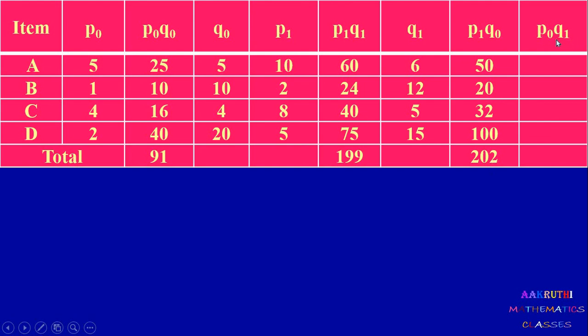So then we have to calculate P0 Q1. So you have to multiply 5 into 6. 5 into 6 is 30. 1 into 12 is 12. 4 into 5 is 20. Then it is 2 into 15. So 2 into 15 is 30. Adding all this, we get 92. So therefore, summation of P0 Q1 is 92.